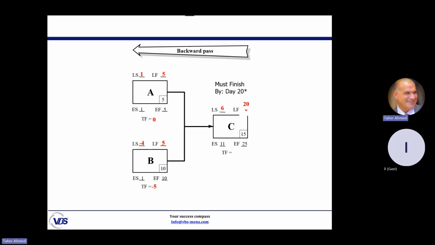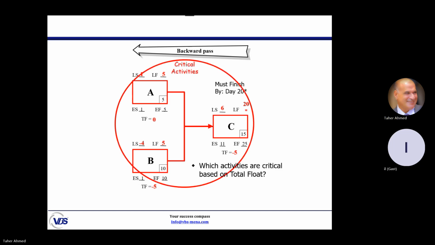Can you calculate it for C? 20 minus 25, minus 5. Total float is late minus early. Minus 5. Great. So the result is A has a 0 total float, B and C have minus 5. Which activities are critical? All of them are critical. Why? Based on the definition, the activity is critical based on its total float. Total float equal to 0 or less means that all of them are critical.